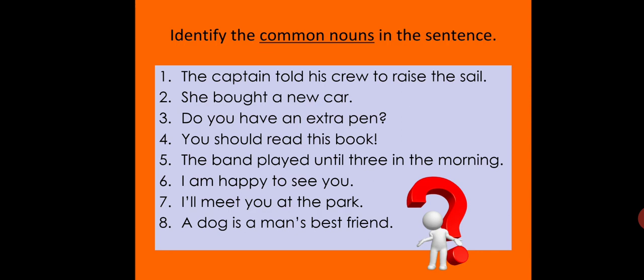I'm happy to see you. So happy. I'll meet you at the park. Park. A dog is a man's best friend. Dog, man, and friend. Sir, why not best friend? Because best is an adjective. And when you combine best and friend, it will create what we call an adjective-noun combination. So we will not be including the best here.